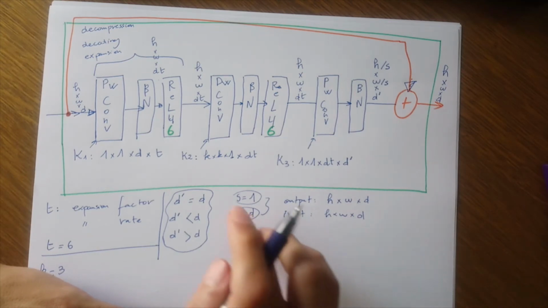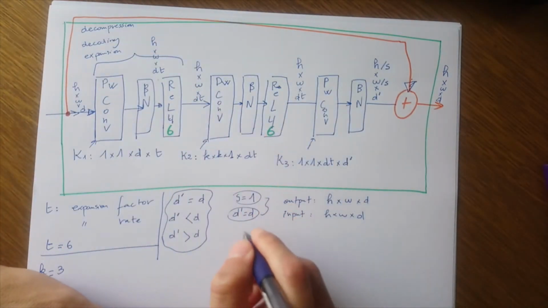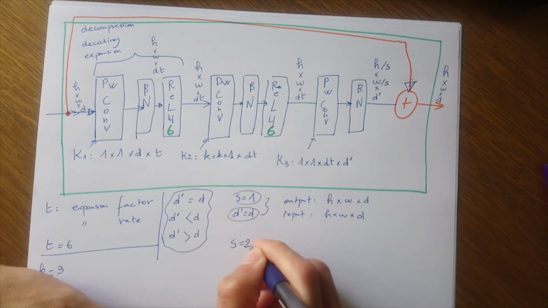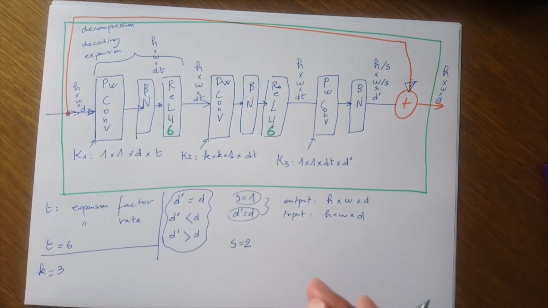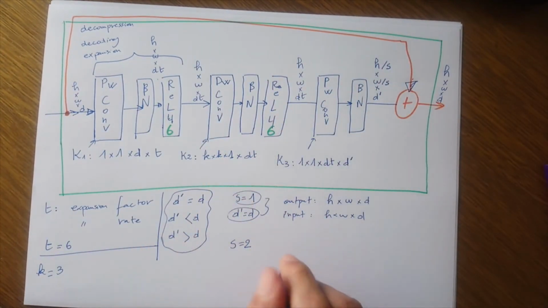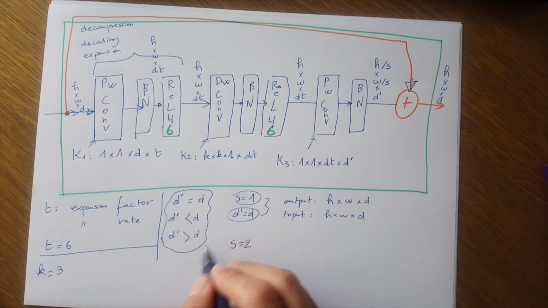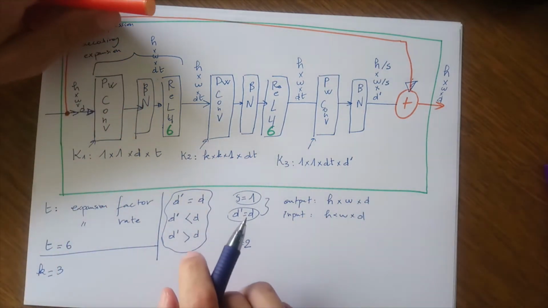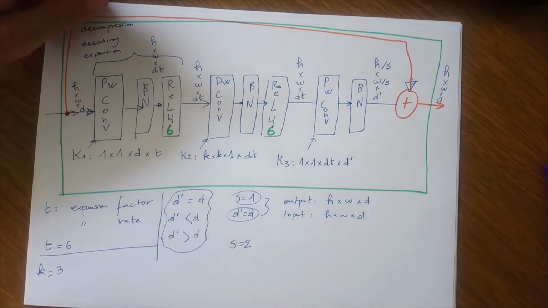If this is not valid, then the residual connection is removed. For instance, if the stride is equal to 2, then the spatial dimensions would be reduced by a factor of 2, so there is no point in adding the input with the output because they have different dimensions. The same thing is true if d prime is smaller than d, or d prime is higher than d. These activations would not be compatible to be added. Therefore, the residual connection is removed in such cases.